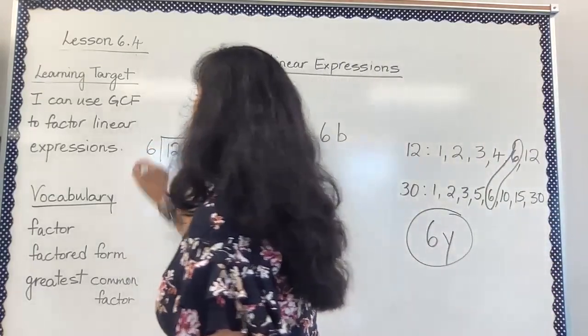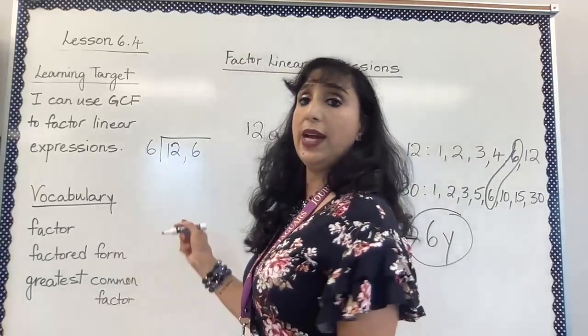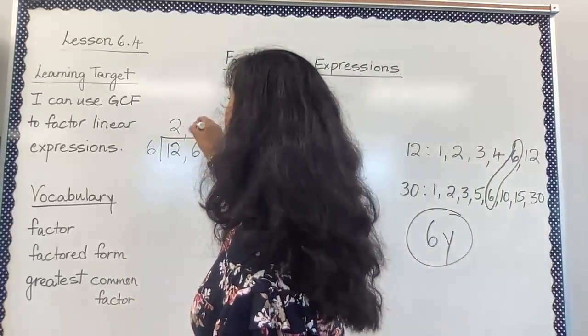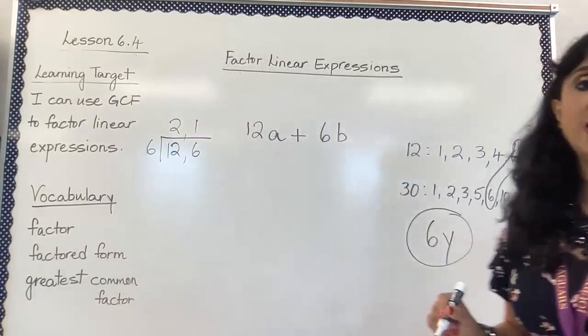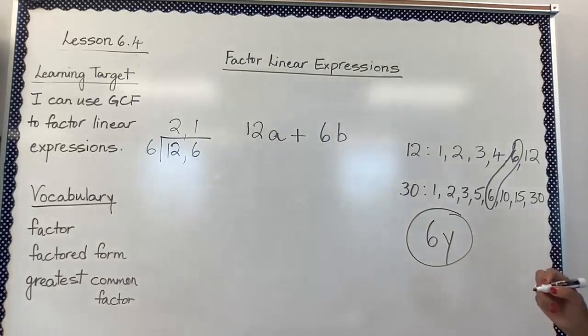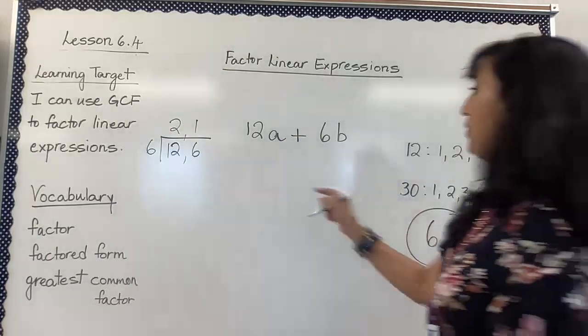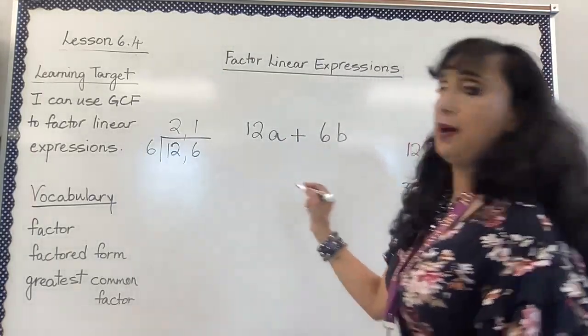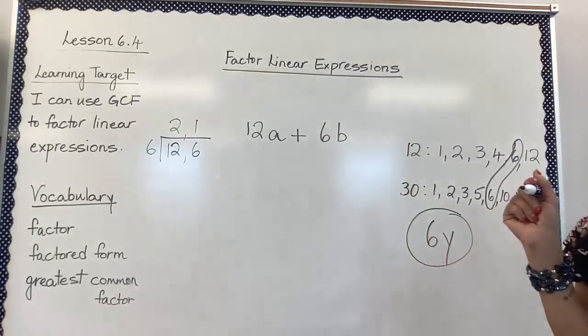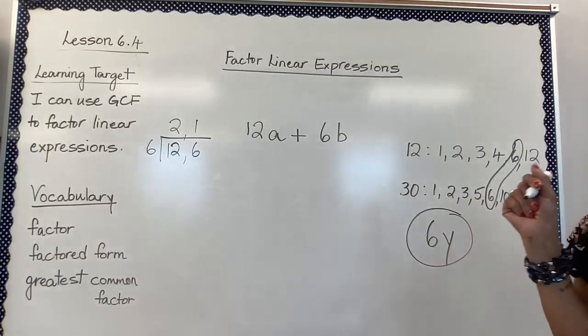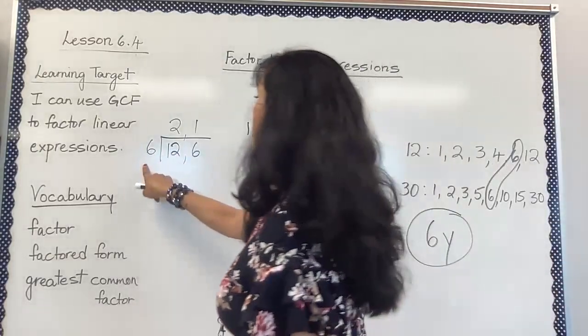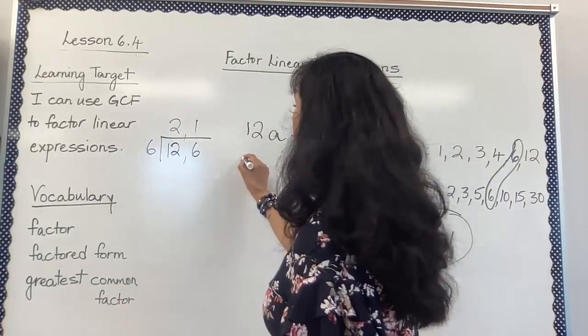So if I do 6 over here, what do I get? I get 2 times 6 is 12, and I get 1 over here. So I can see that 6 is my greatest common factor. So I am going to rewrite this like this, okay? I'm going to write the 12a plus the 6b. So I'm going to see 6 times, what is this? So I'm going to write it like this.